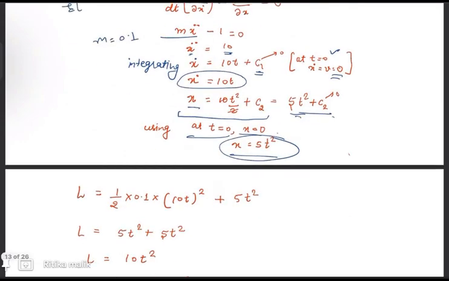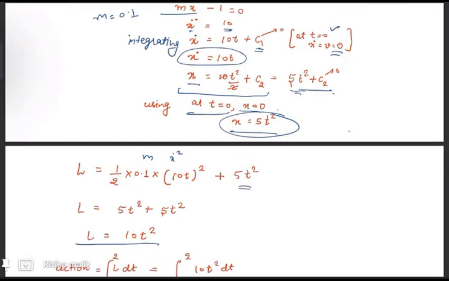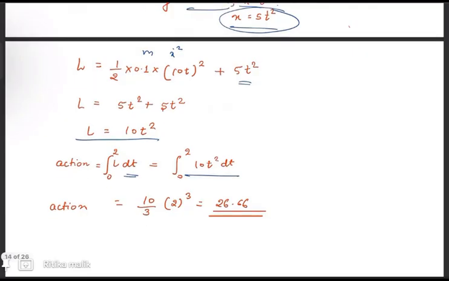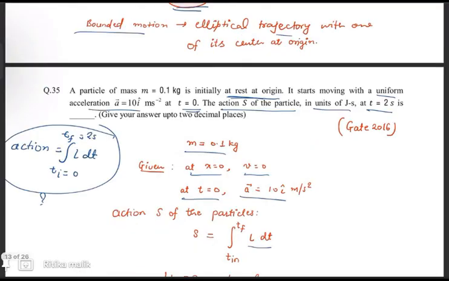Now we put into our Lagrangian expression 1/2 m x dot square, which is (10t) whole square, plus x. So this is our Lagrangian. Our action, which is the integral from 0 to 2 of L dt, will become the integral from 0 to 2 of 10t square dt. Now when we integrate it and put in the limits, this is our value for the action, 26.66. So the correct answer here is 26.66.